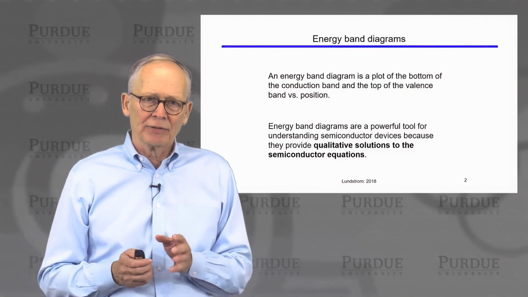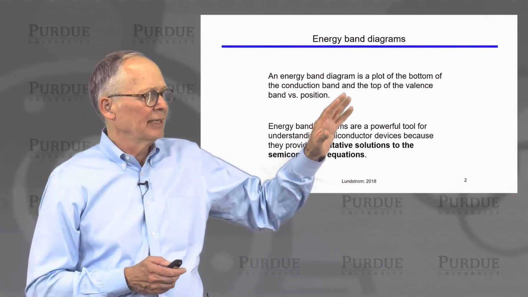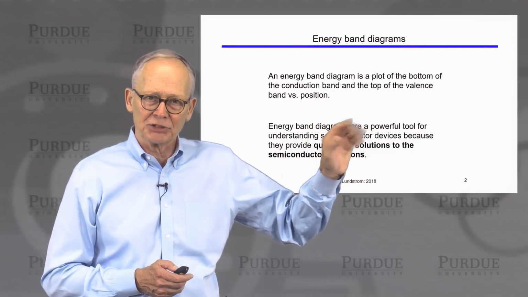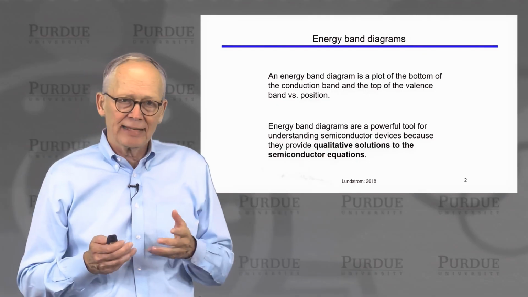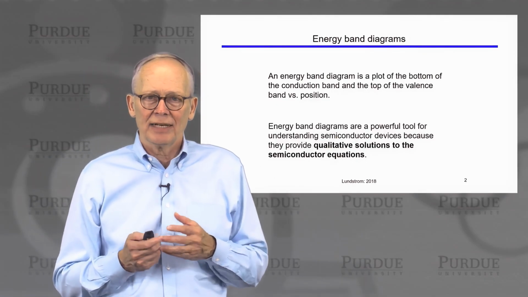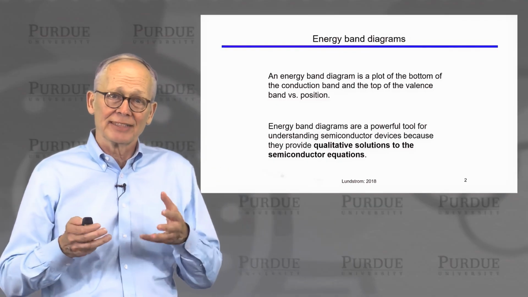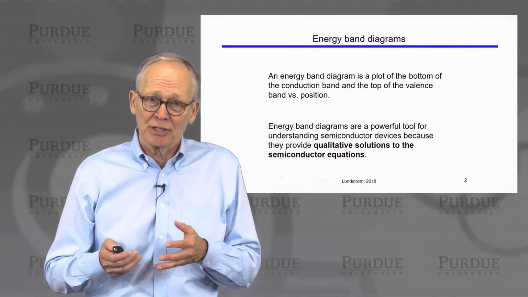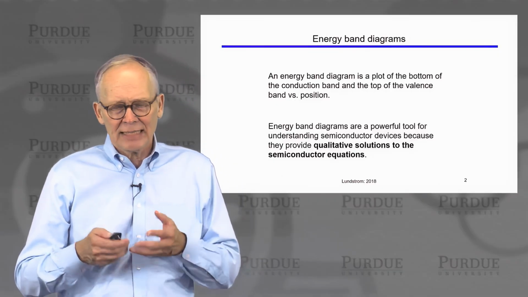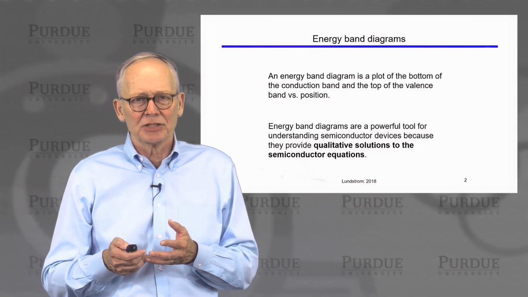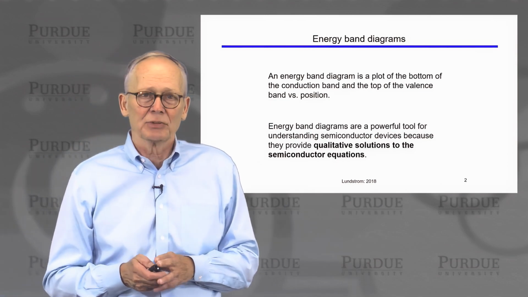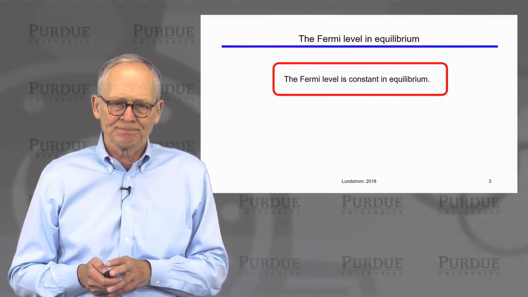So an energy band diagram, just to remind you, is a plot of the bottom of the conduction band and the top of the valence band versus position. Energy band diagrams are a very powerful technique for developing a qualitative understanding of the solution to a set of semiconductor equations. Usually the first step in understanding a device is to draw an energy band diagram, and if we can understand the operation in terms of energy band diagrams, then we're prepared to write down a few equations and solve the equations and get analytical expressions.